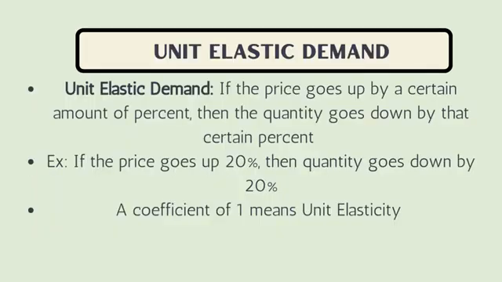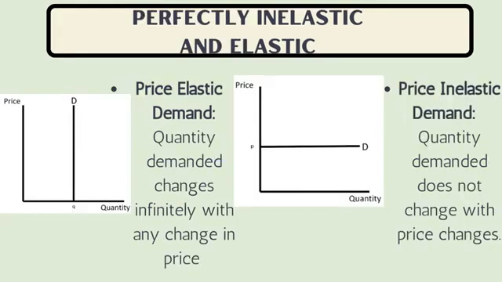A few examples of these would be beef, vehicles, and electronics. Next up, we have unit elastic demand. If the price goes up by a certain percent, then the quantity goes down by that same percent. So if price goes up by 20%, the quantity goes down by 20%, and the coefficient of this would be 1. Next up, we have perfectly elastic and inelastic demand.